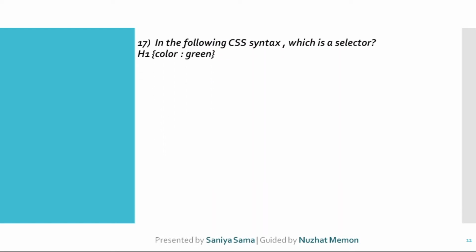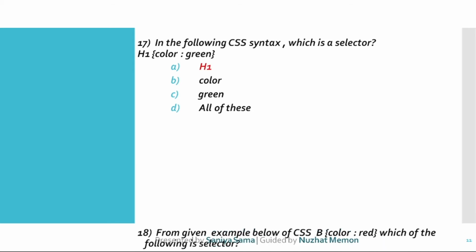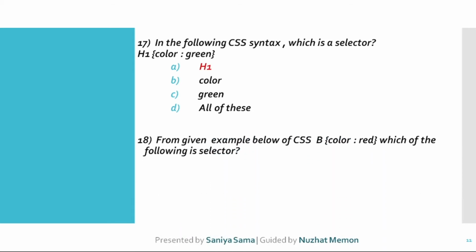Seventeenth, in the following CSS syntax, which is a selector? H1 color colon green. Option A, H1, option B, color, option C, green, option D, all of this. The answer is H1. Eighteenth, from the given example of CSS, B color colon red, which of the following is selector? Option A, red, option B, B, option C, color, option D, curly bracket. The answer is B.